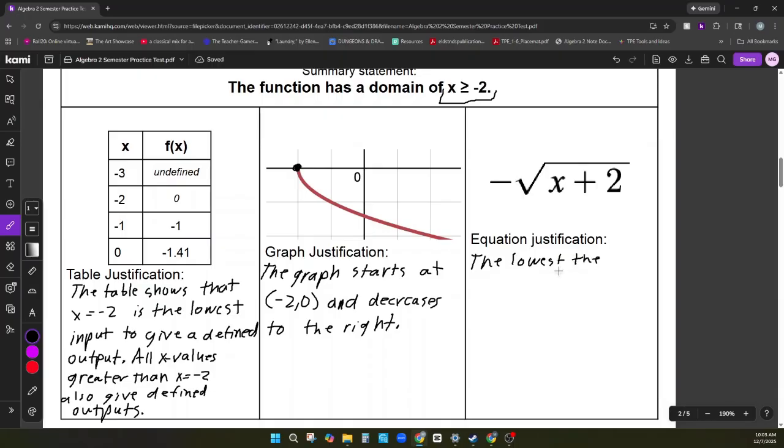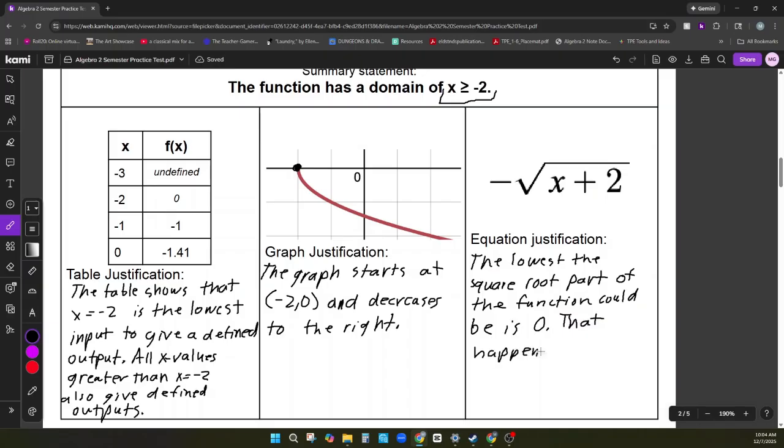The lowest the square root part of the function can be is 0. And when does that happen? That happens at x equals -2. And what do I mean by that? How do I know that?